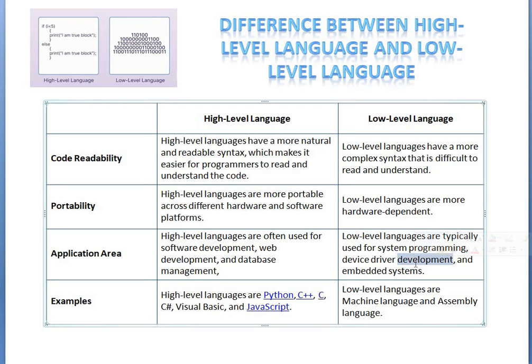High level languages are often used for software development, web development, database management, and many more application areas, whereas the low level languages are typically used for writing the embedded system coding or hardware interaction coding like device driver coding or creating some hardware specific programming. The examples of high level languages are Python, C, C++, C sharp, and the examples for low level languages are machine level and assembly level.